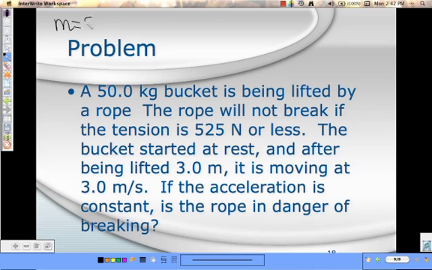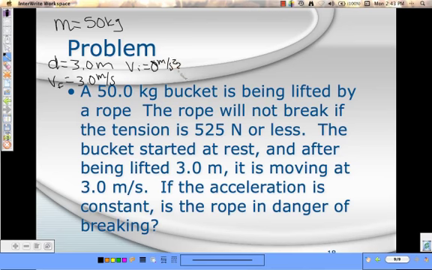M is 50 kilograms. We know D is 3 and VF is 3 also. What's VI? Velocity initial. What value do you have for it? 0.